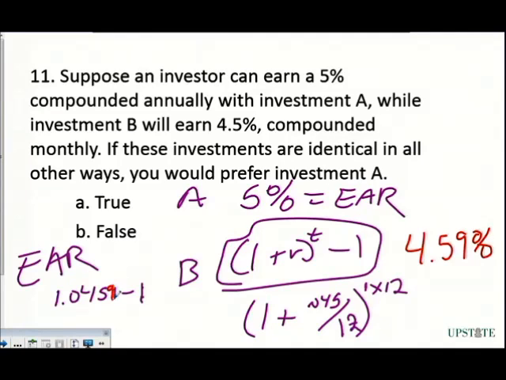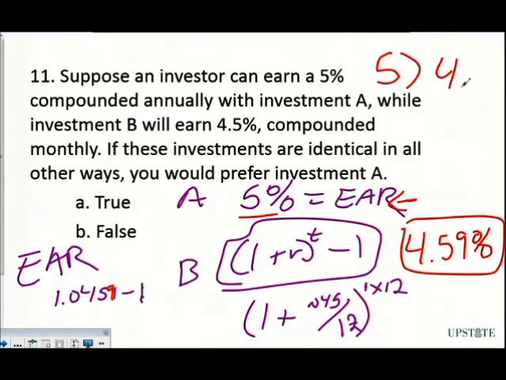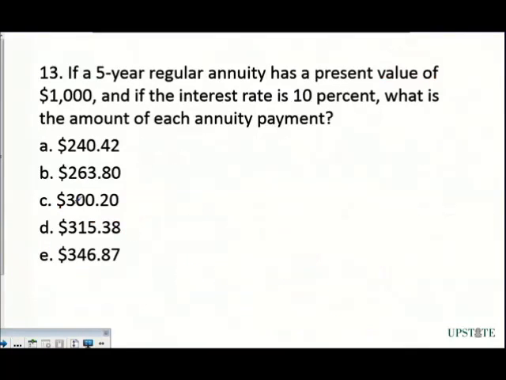Sorry, this should be a 9 over here. So it's 4.59%. If they're identical in all other ways, same risk, you prefer investment A, yes, absolutely. You would very much prefer this 5%, right? 5 is greater than 4.59. As an investor, you are looking for the highest return. All right, this one's straightforward.